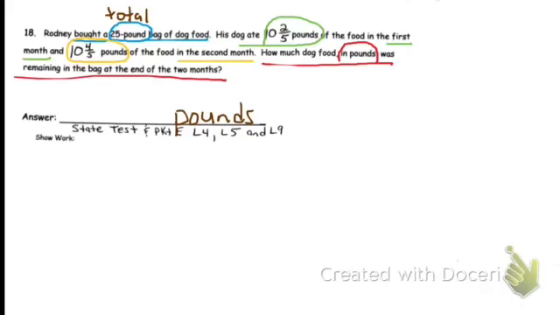And if I want to know my question in red, how much dog food is remaining in the bag, when I want to know how much of something is remaining, it's like saying how much is left. And how much is left in the bag is a subtraction problem. So how much remaining in the bag is the same thing as how much is left in the bag. But if it's a subtraction problem, what am I subtracting from what? Well, I can take my total, which is 25 pounds, and I can subtract what his dog ate in the first month, which is 10 2/5 pounds.